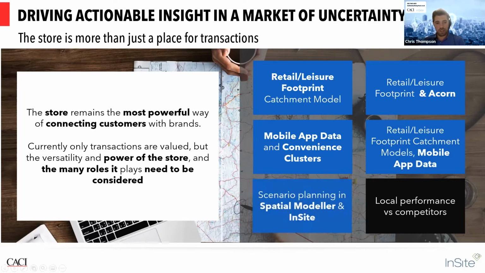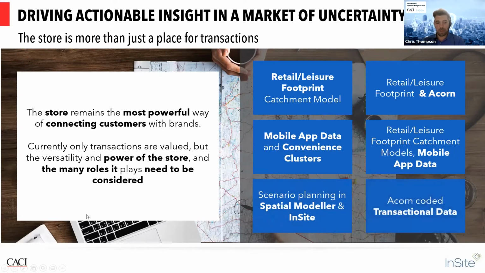As brands start to change the shape of their chain, focusing on the importance of digital, for example, what happens if I open and close in this location, we can also model the impact of that potential risk it might deliver through spatial modeler and InSite. Finally, as brands look to make sense of an ever-evolving market, we're using Acorn-coded transaction data to help quantify local performance across brand, customer, channel, and location.